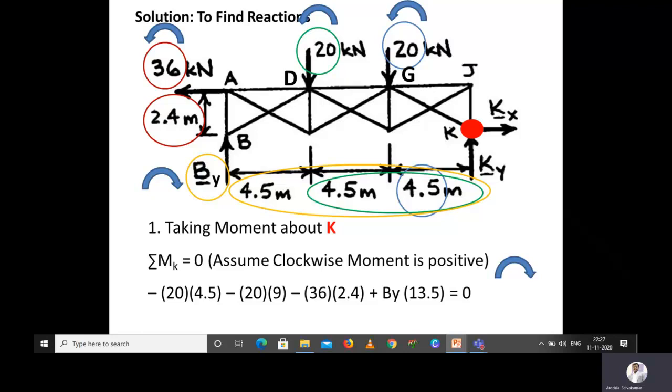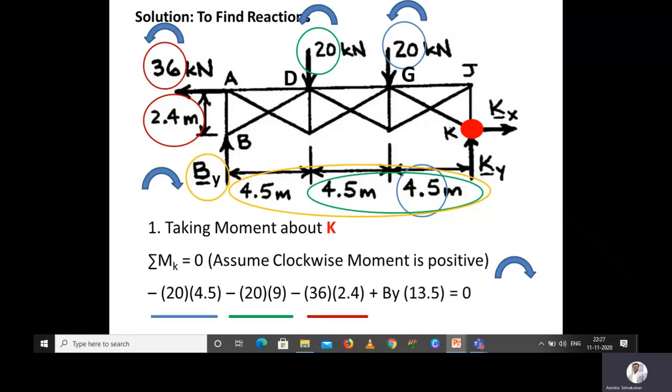So after calculating the moment due to the 20 kilonewton which is acting at G, that is counterclockwise, so I have substituted minus 20 multiplied with the distance from K point, that is 4.5 meter. And then the another external force which is acting on point D, that is 20 kilonewton, and from the point K, the perpendicular distance of that 20 kilonewton which is acting at point D is 9 meter. So again I have substituted minus because it's a counterclockwise moment or anticlockwise moment.